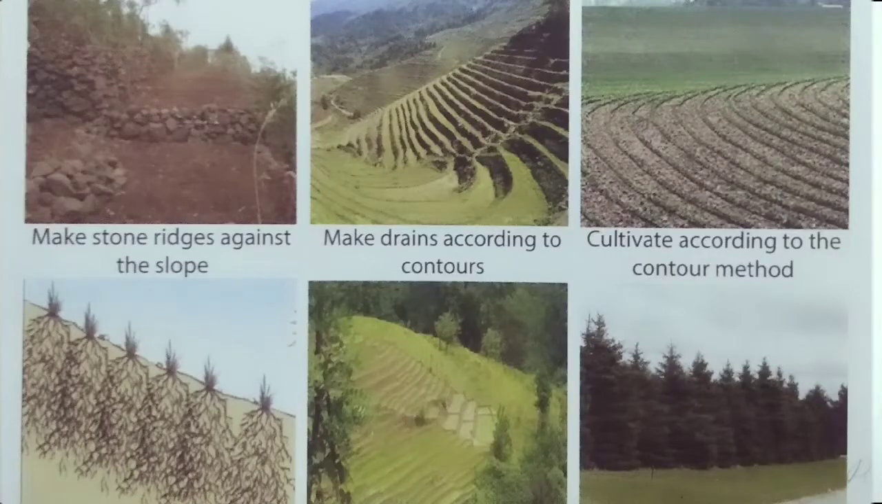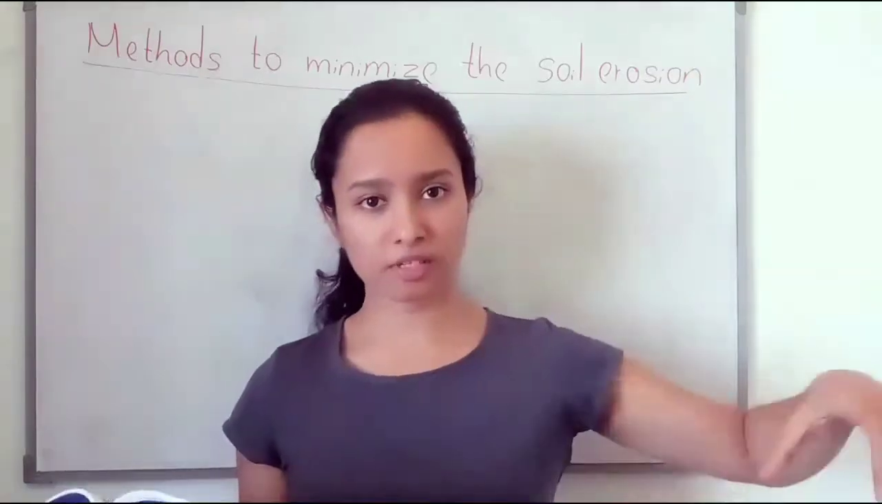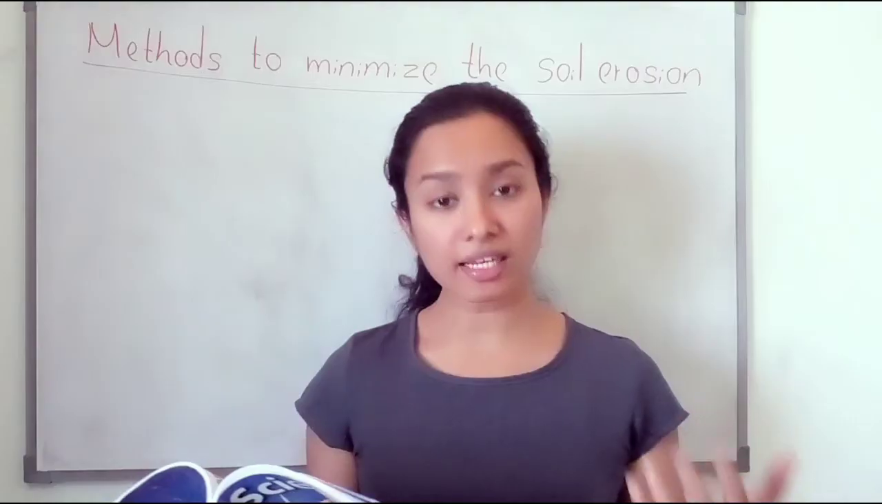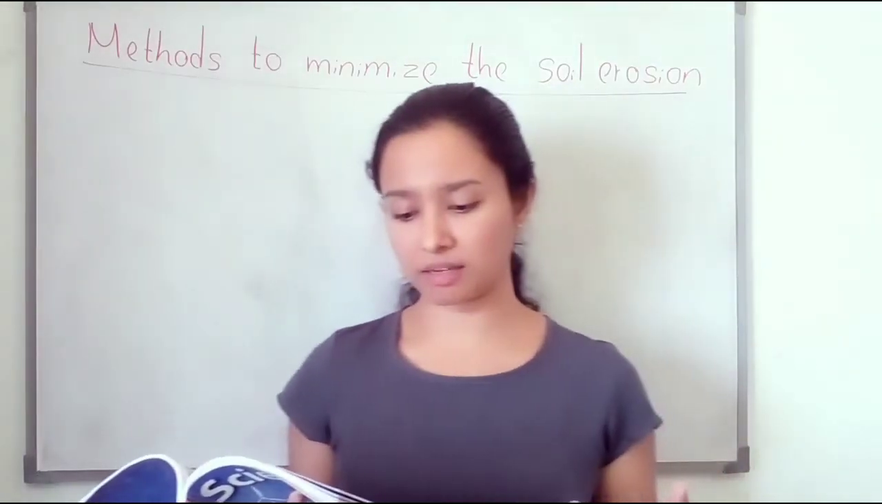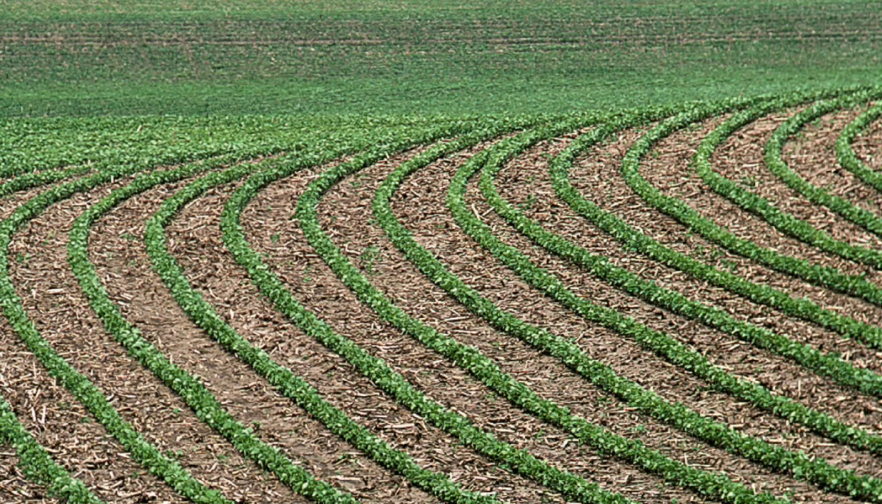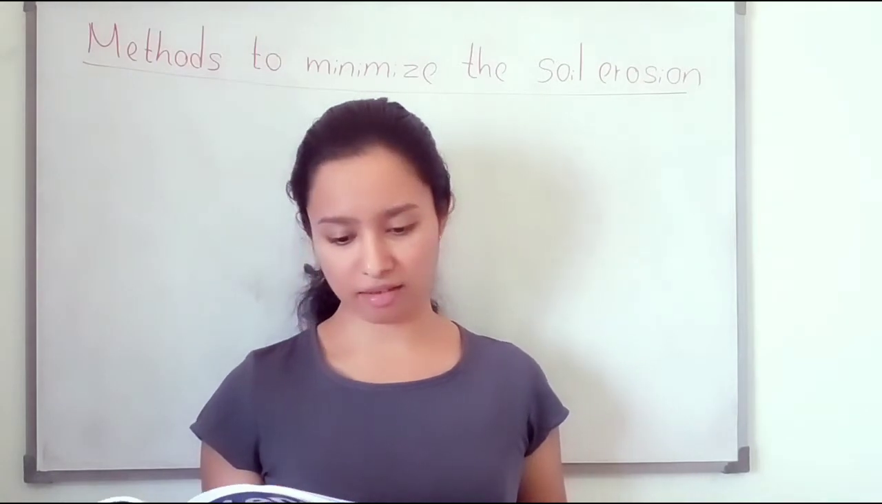Look at these pictures on page number 70. Make stone ridges against the slope. In sloping areas, we can put stone ridges, stones, and make drains according to the contours. We can make drains and cultivate according to the contour method. We can see these cultivations in hilly areas. In most of the Nuwara Eliya district, we can see they are cultivating according to the contour method.